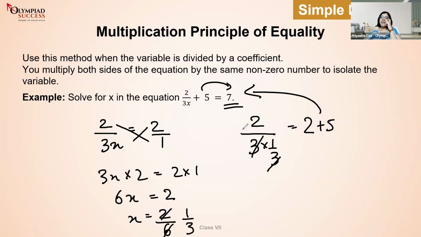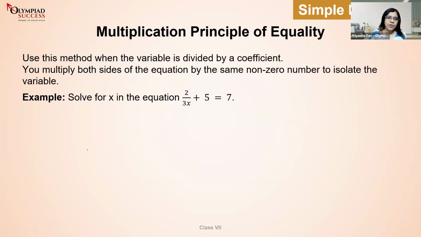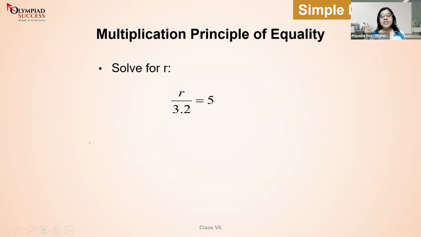Okay? Clear, everyone? Okay. One last question I want to give you people. I thought that it would be too easy for you people. Let's see who gives me the first right answer. R by 3.2 is equals to 5. And let me know in the chat box if you want one complex question towards the end. Yes or no after this.